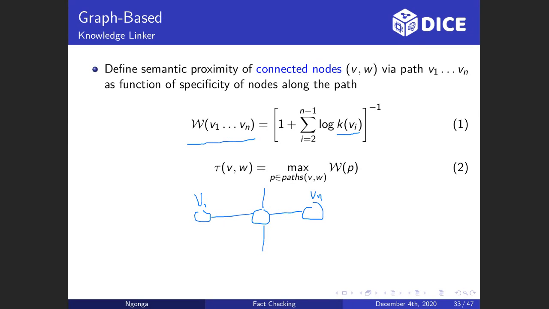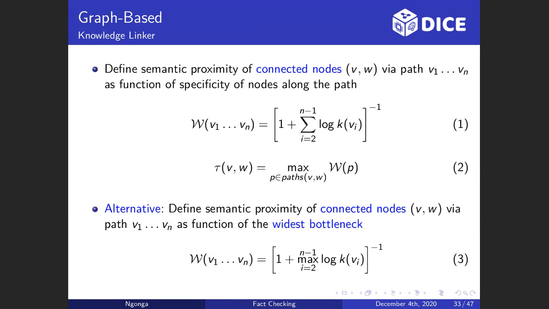And the tau value is then going to be the max over all possible paths between V and W. So fundamentally, we take the path which maximizes this score and say, okay, that is the score which we assign. And we can then use a classifier on top of that. There are alternative definitions where you can take something like the max instead of taking the sum. That's basically then known as the widest bottleneck problem. But fundamentally, you take the degrees and you combine them to get a score for the path.